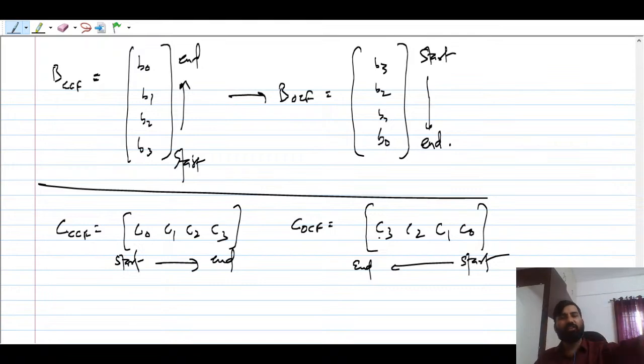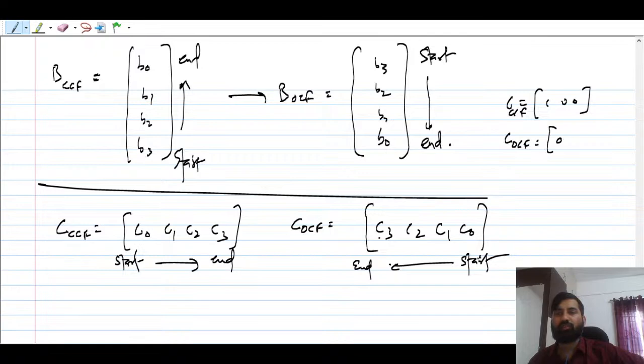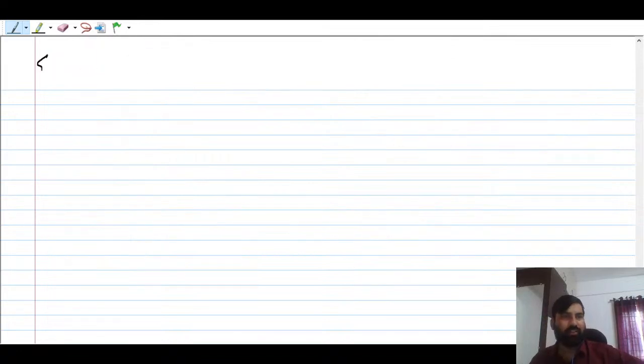So CCF and OCF are very simple. If you get CCF, you can get OCF. So in the options, you have to check all the concepts. I think this is clear. Start from here and here. So like you have got C as 1 0 0 in case of CCF, so what is OCF here? It will be 0 0 1. Now let me solve one very important question so that you can understand this concept.